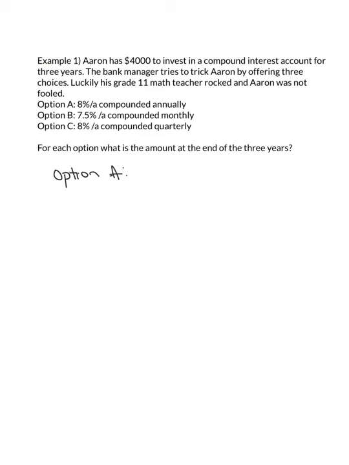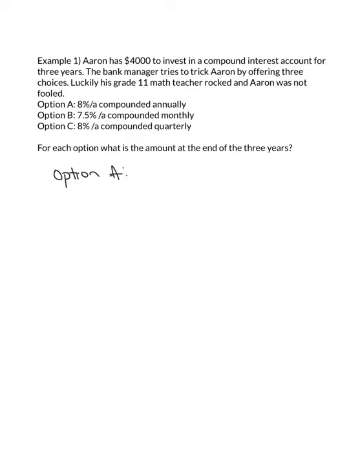All right, so example 1: Aaron has $4,000 to invest in a compound interest account for 3 years. The bank manager tries to trick Aaron by offering 3 choices. Luckily, his grade 11 math teacher rocked and Aaron was not fooled. Option A, 8% per annum compounded annually. Option B and option C are there as well. For each option, what is the amount at the end of the 3 years?